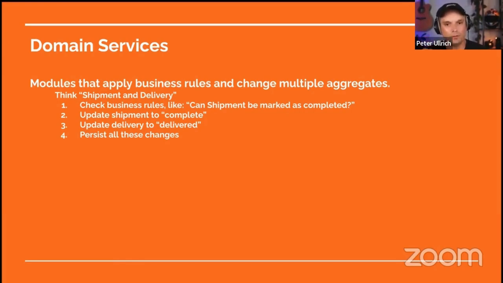And the whole idea behind these updates and aggregates and domain services is that you want to keep the consistency. You never want to have an inconsistent state where a delivery is marked as delivered, but the shipment is not marked as completed. That is a state that you should never have in your system. And that's why you use these domain services, aggregates, and domain models to make sure that never happens.